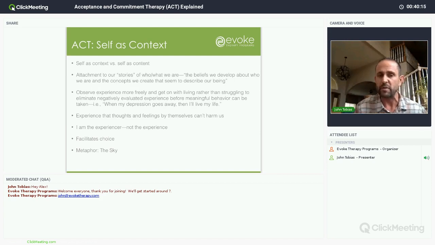One of the things I try to help them experience is that their difficult internal experiences don't necessarily have to dictate their behavior. I'll explain that a little bit. One of the experiences I try to foster from the self as context perspective is that thoughts, feelings, and memories by themselves can't harm us. It's only the action that we take or fail to take on their behalf that gets us into trouble.